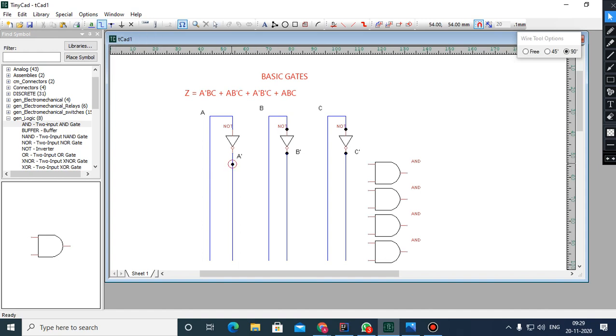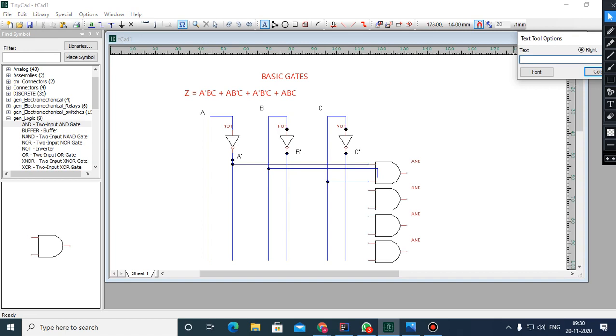Means that this A complement will go directly and will get associated with this line. Second is B, so it is very simple. B also will get connected with this. And then it is C. So C also will get connected with this. So the first gate, which is AND, is representing A complement BC, and here A complement BC as an output is coming outside.